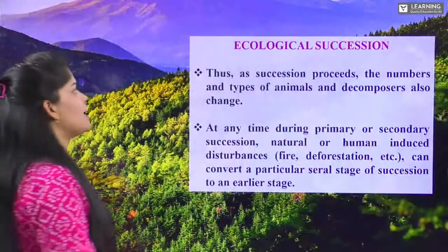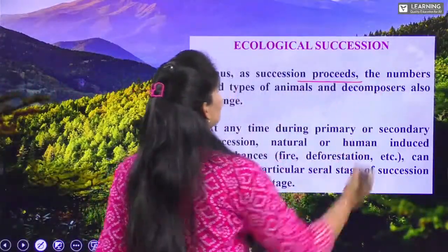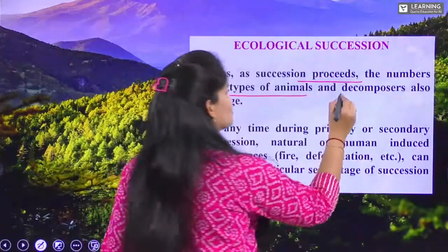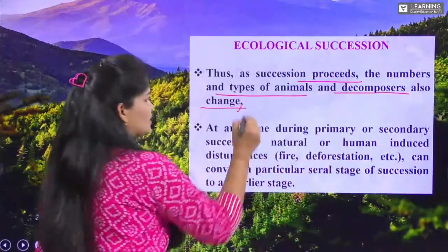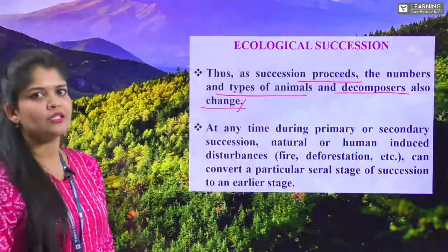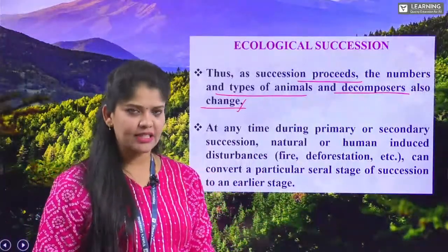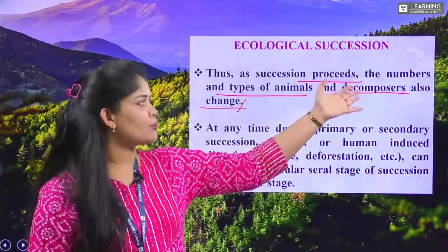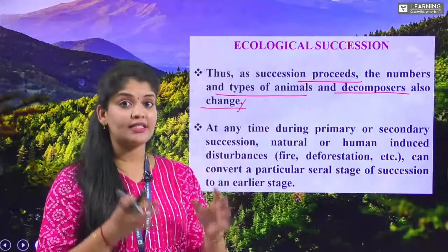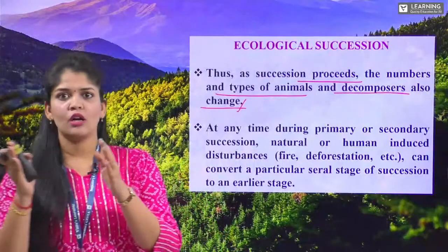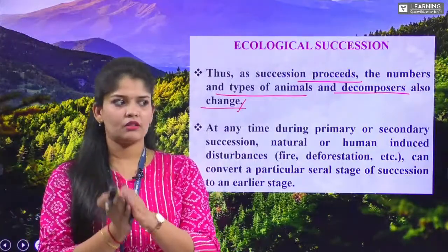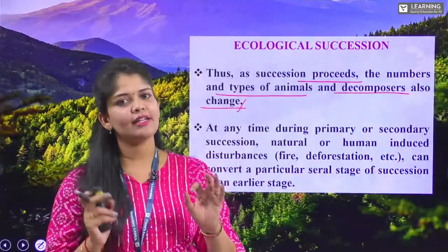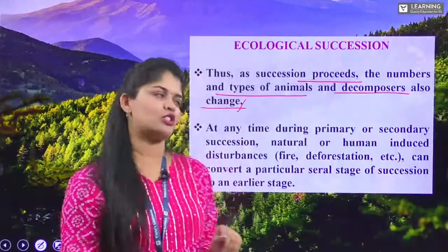Thus, as a succession proceeds, the number and type of animals and decomposers also change. So if there is a change in the vegetation, there is a change in the number of animals, and a change in the availability of decomposers. One change regulates another change. It's a series. That is what we call an orderly, sequential, parallel succession.